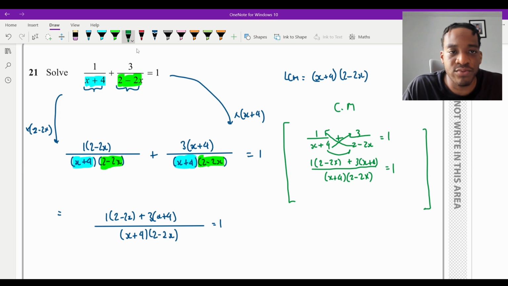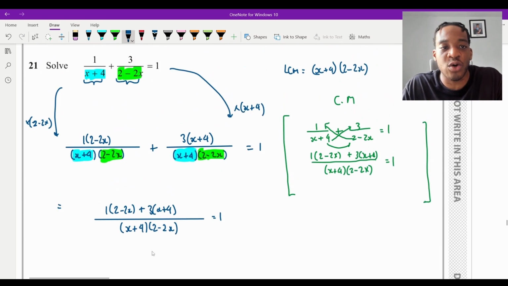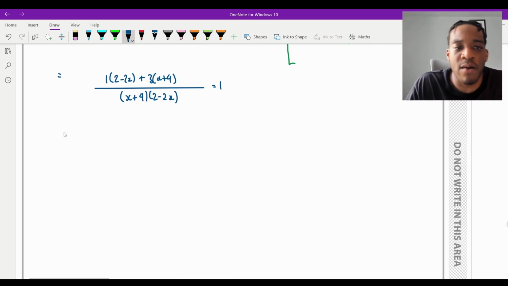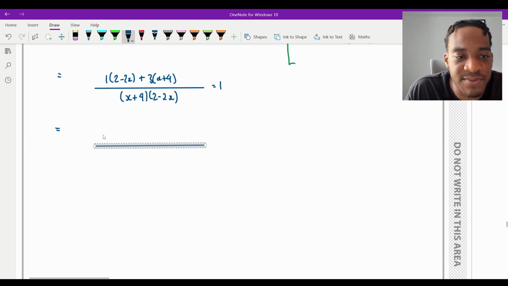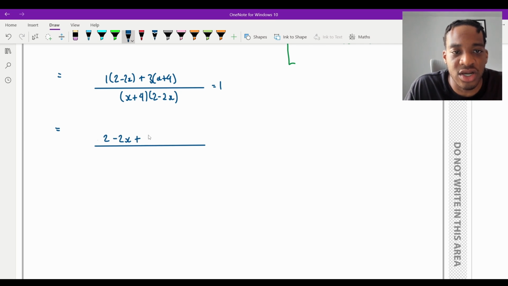But yeah, let's continue. So we are here now. Now, remember, we need to solve this. So we're finding x essentially. So what I'm going to do now is expand the brackets. So let's put this here. If I expand that 1, it's just going to be 2 take away 2x, isn't it? And this is going to be plus 3x plus 12.